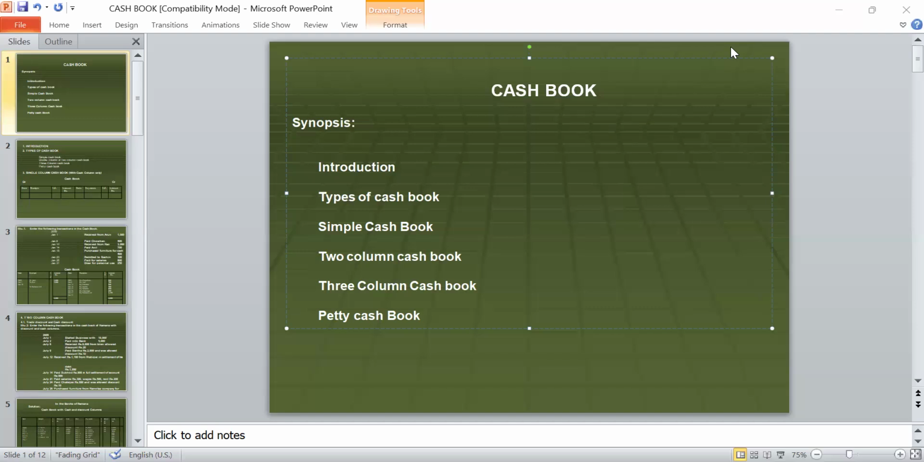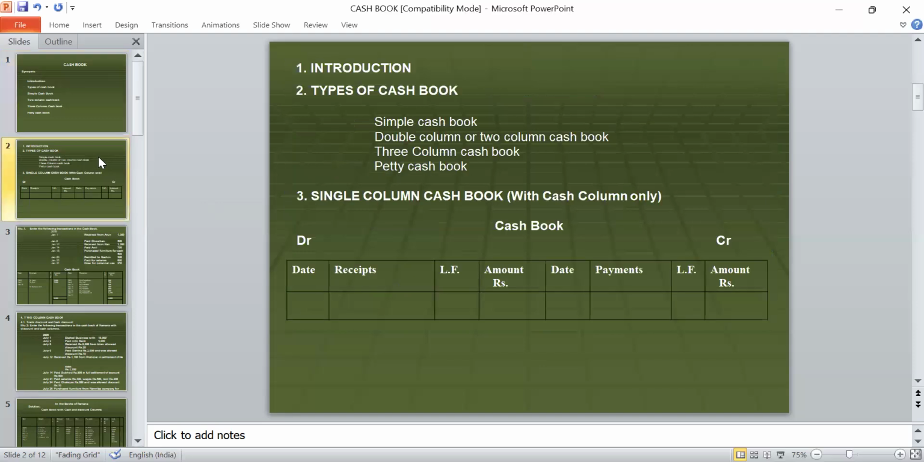At the same time, how many types of cash books are there? There are 4 categories of cash book. First one, single column cash book, also known as simple column cash book or simple cash book. Second one is two column cash book. Third one, three column, nothing but triple column cash book. And the fourth one is petty cash book.